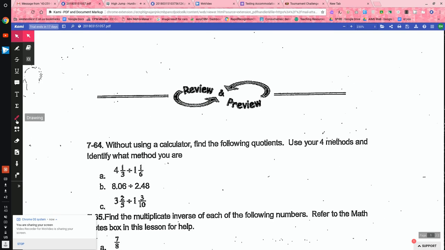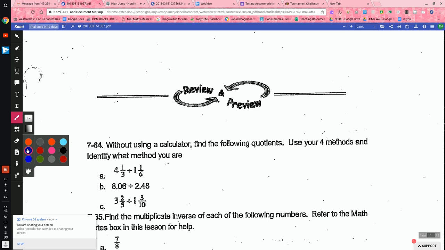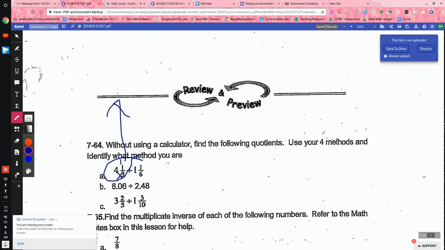Okay, so number one, or A, we have 4 1/3 divided by 1 1/6. The first thing we're going to do is turn this mixed number into an improper fraction. So we're going to take this 4 1/3. You're going to multiply by the 4, and you're going to add the numerator and keep the denominator. So 4 times 3 is 12, plus 1 is 13. Whoops, getting ahead of myself. And we keep the 3.